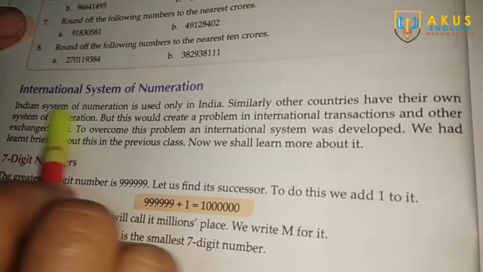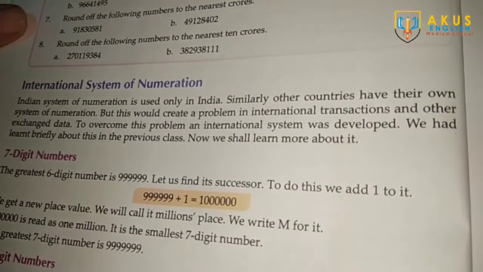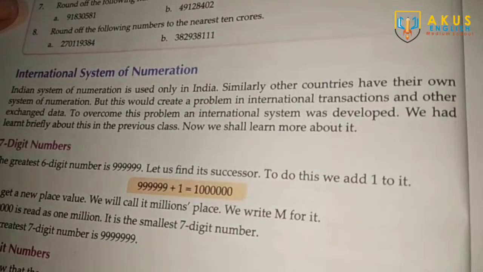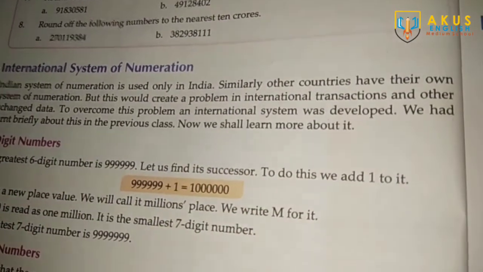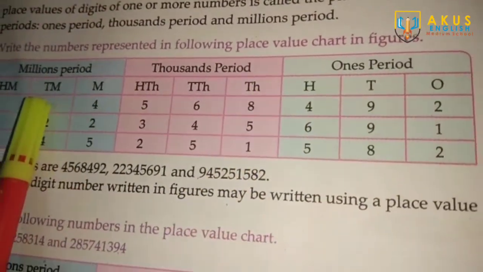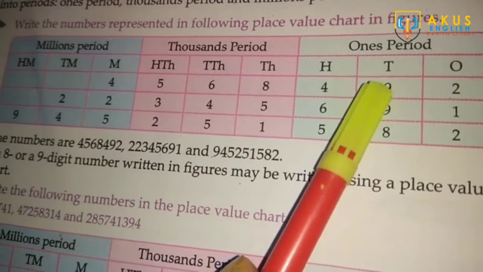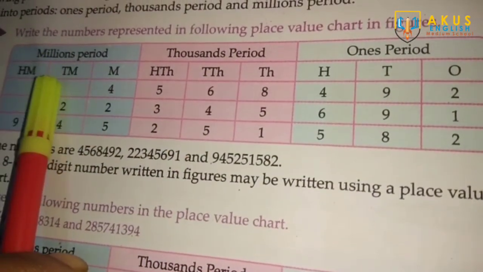See, this is the international system of numeration. Now, for different digit numbers, for 7, 8 or 9 digit numbers, let us see the place value chart first. Now there are 3 periods as shown in this table: ones period, thousands period and millions period.